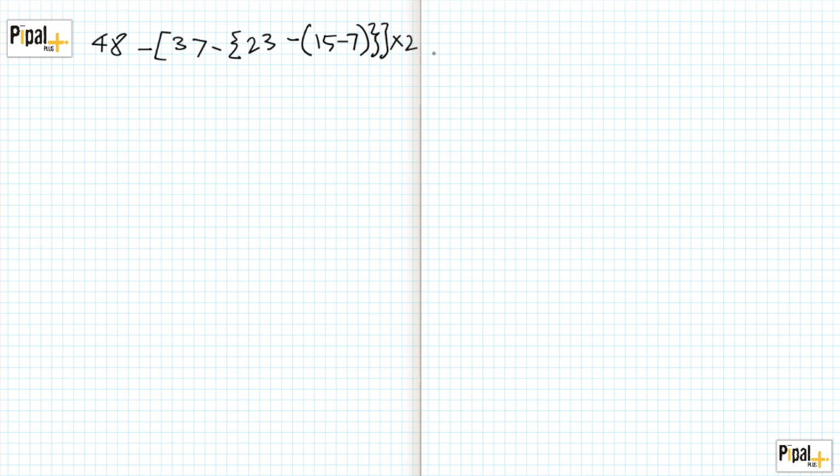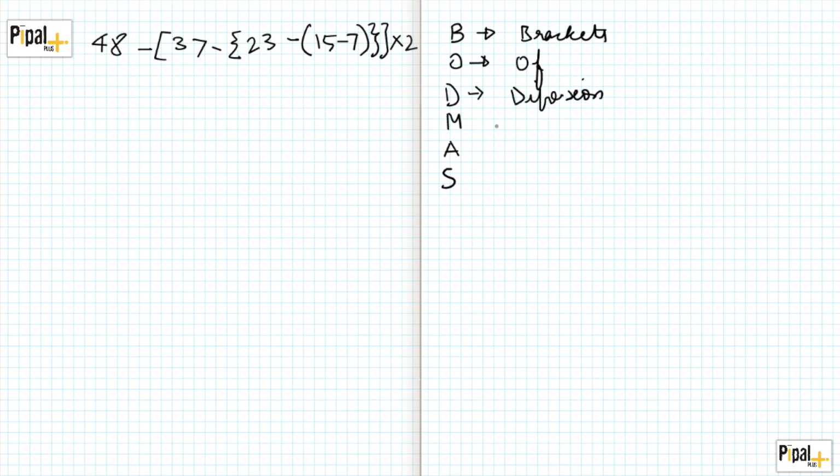Now the standardized way of approaching this is called the Bodmas rule. B-O-D-M-A-S, right? So the Bodmas rule stands for: B stands for brackets, O stands for of, D stands for division, M stands for multiplication, A stands for addition, and S stands for subtraction.